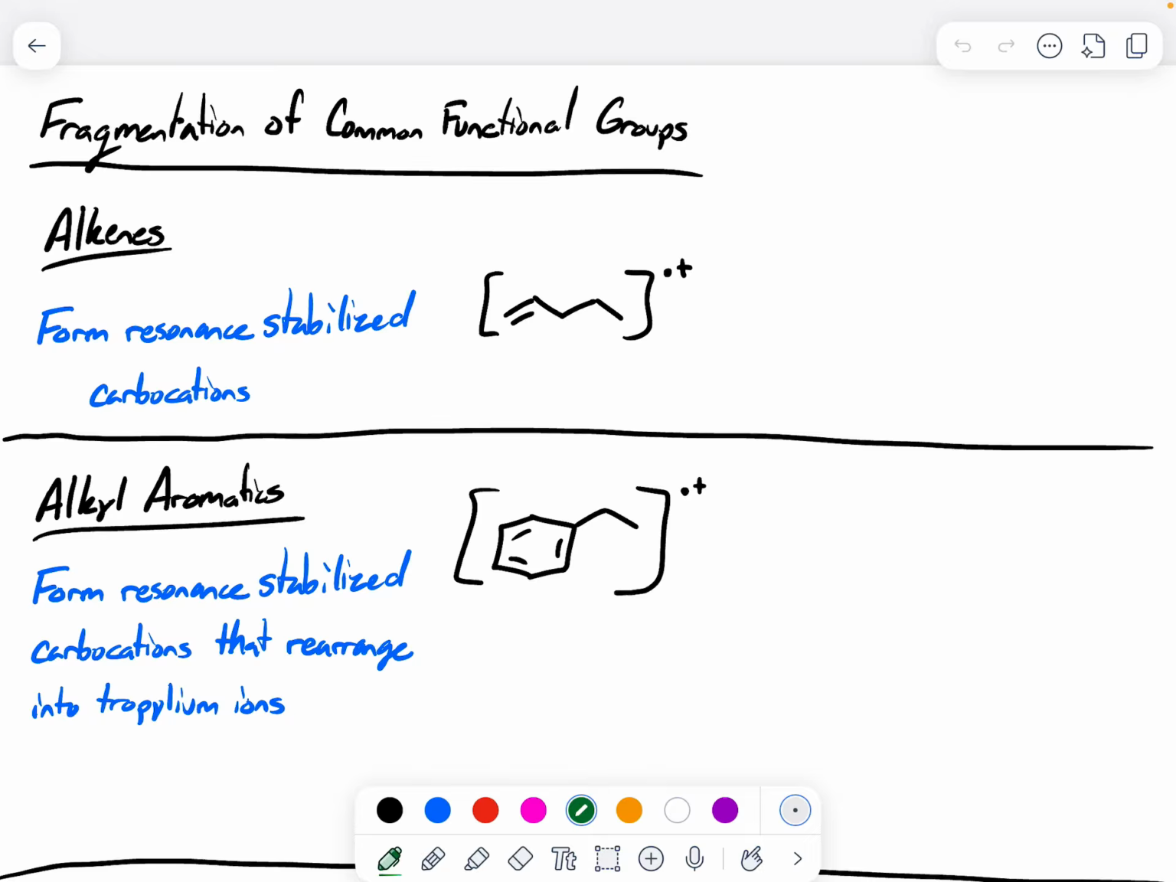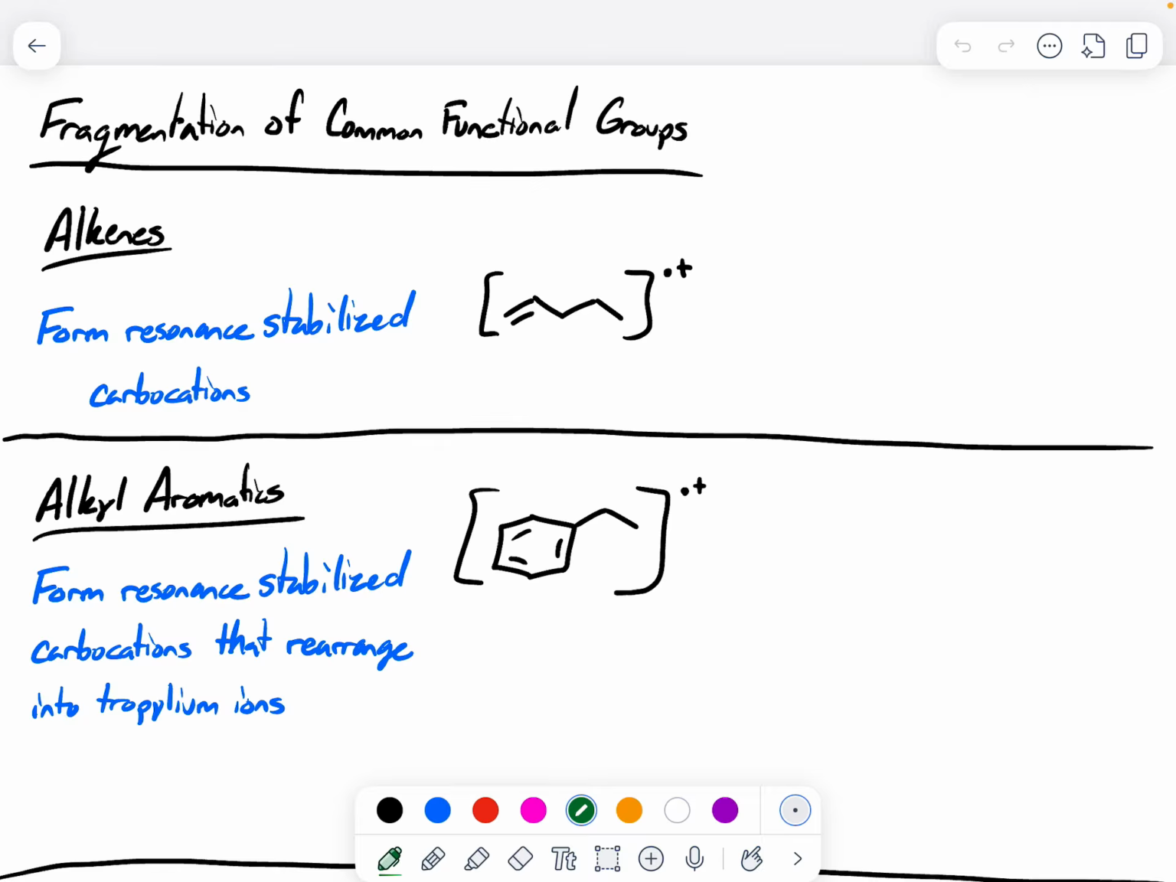And so this is just going through a couple of those very common fragmentation patterns to give you an idea of what you could see whenever you're looking at some of these mass specs. Again, this isn't necessary for solving a mass spec problem, but it can help you out in some situations. So first off, we have alkenes.